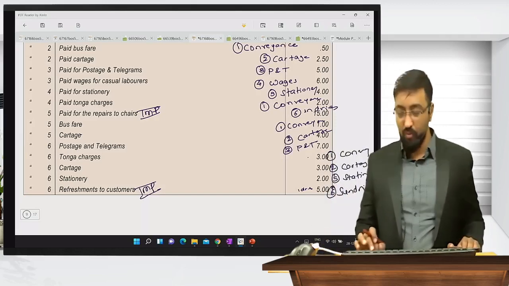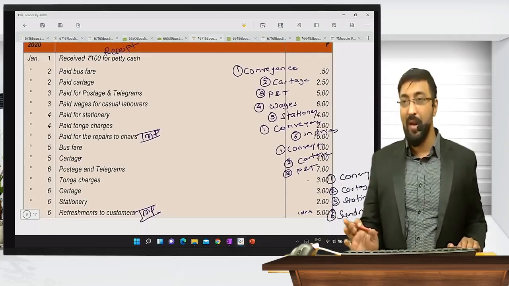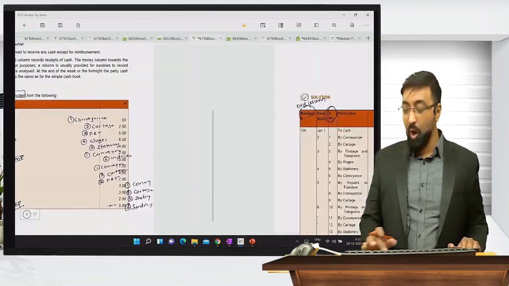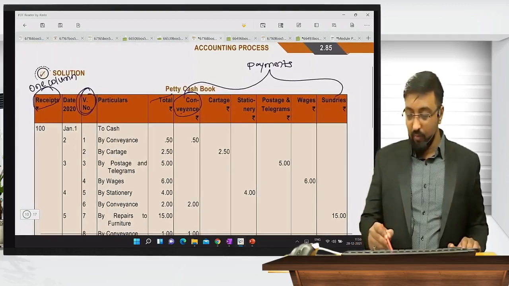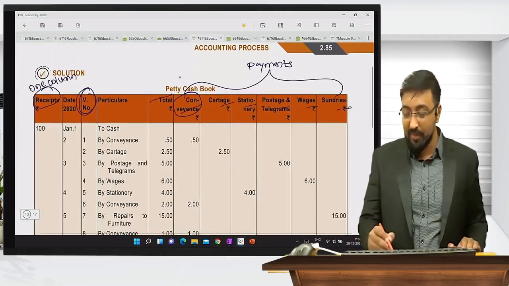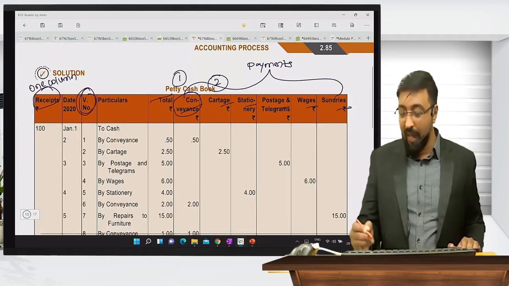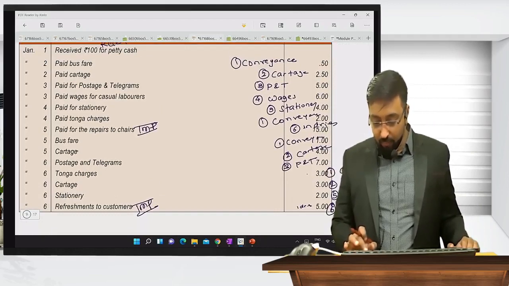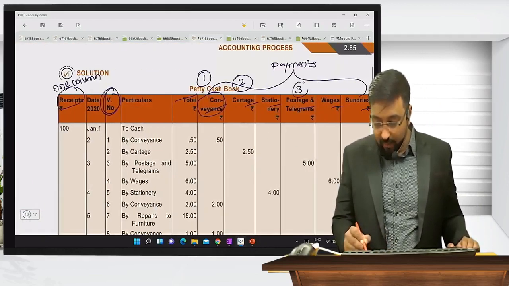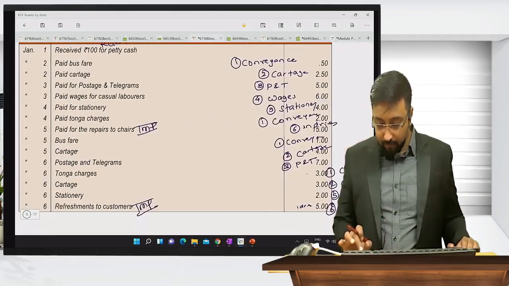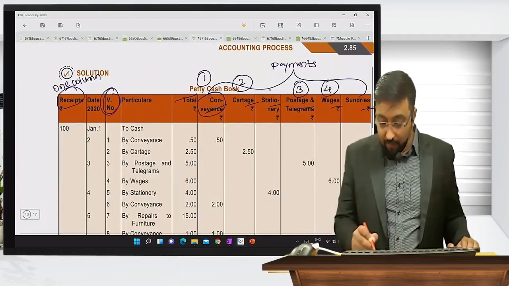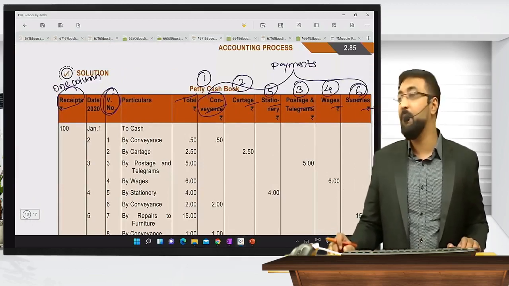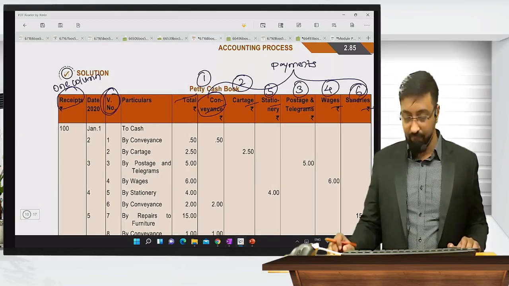Now how many columns do you have? 6 payments total, so 7 columns. Before that you have the voucher number. 1, 2, 3, 4, 5, 6. But our numbers are different. 1 pay conveyance. 2 pay cartage. Number 3 is postage and telegram. Number 4, wages. Number 5 is stationery. And number 6 is sundries. So the numberings are different.